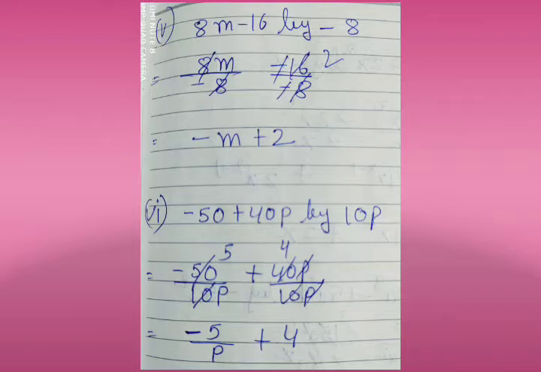Next is minus 50 plus 40p by 10p. So minus 50 by 10p plus 40p by 10p. So 10 5s are 50. So minus 5 divided by p plus how many times? 10 4s are 40. So minus 5 divided by p plus 4, and this is the answer.